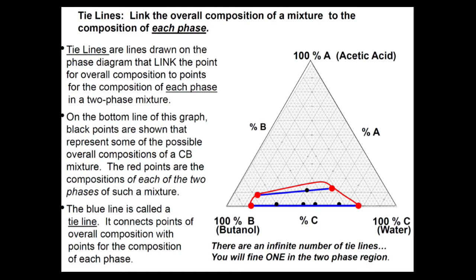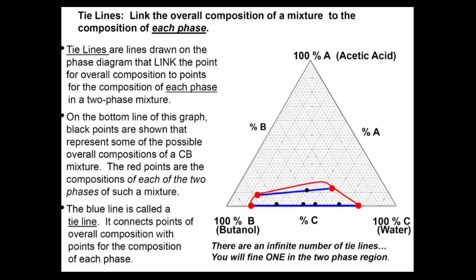So you might ask, how are we going to do this? How are we going to figure out where to put those 2 red dots for that tie line in the center of the 2-phase region? What we're going to do is separate the 2 layers, as I said, and then take the bottom layer and titrate it with sodium hydroxide and figure out the moles and then the mass of acetic acid that is in that bottom layer.